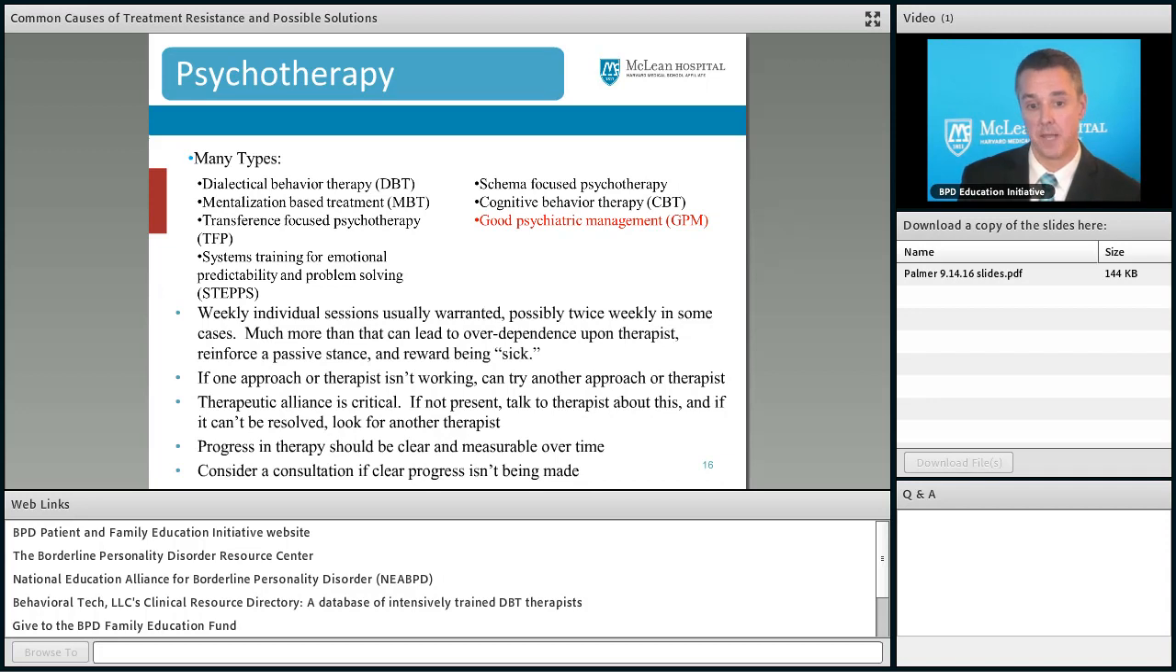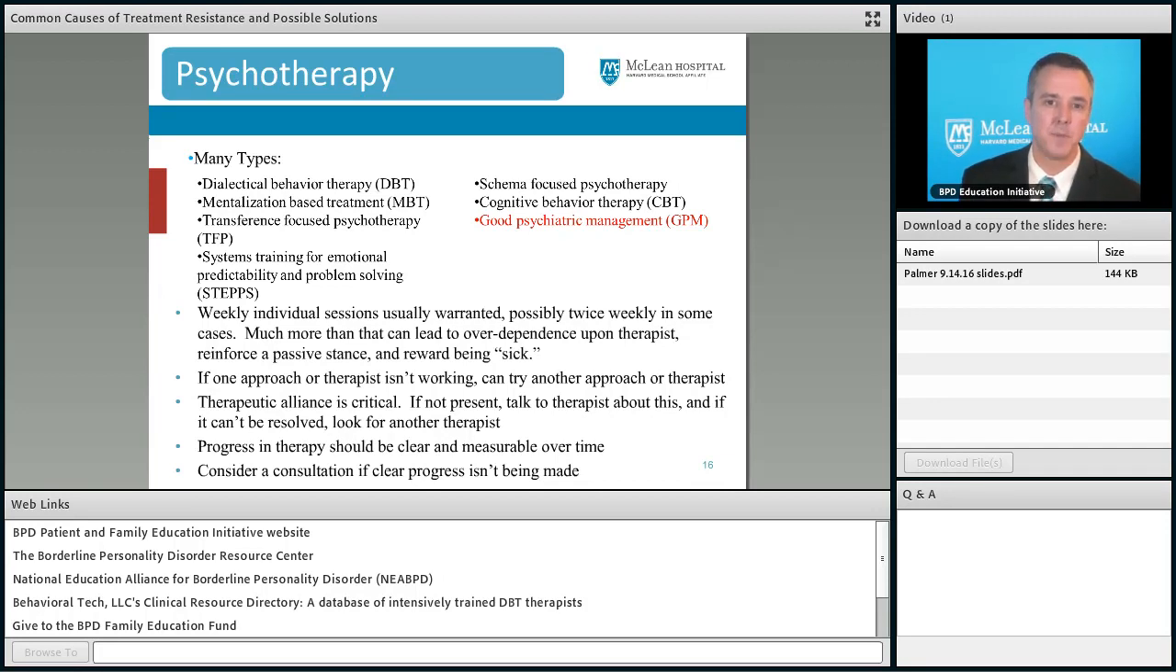If one approach of therapist isn't working, think about another approach, because when one doesn't work, others might. Some of them are very different. I want to stress therapeutic alliance is very critical. Basically what that means is that the person has to like their therapist, the therapist should like the person, and the person has to feel like the therapist is really trying to help.